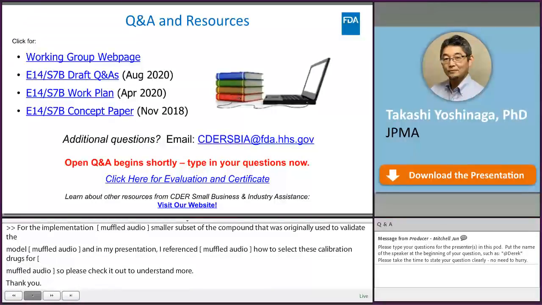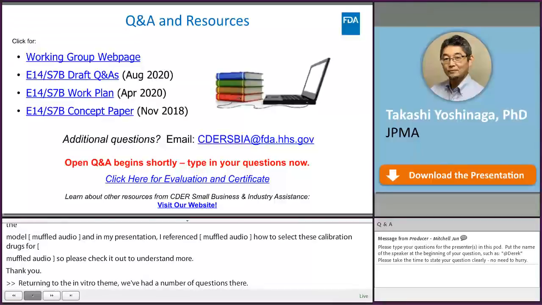So returning to the in vitro theme, we've had a number of questions there. One of the questions that came up was asking for some further clarification around the rate and frequency questions for the voltage clamp protocol. So this is a question for Wendy.